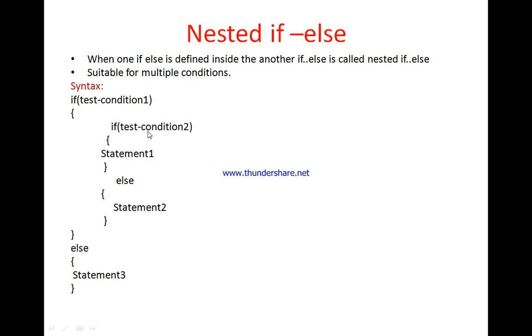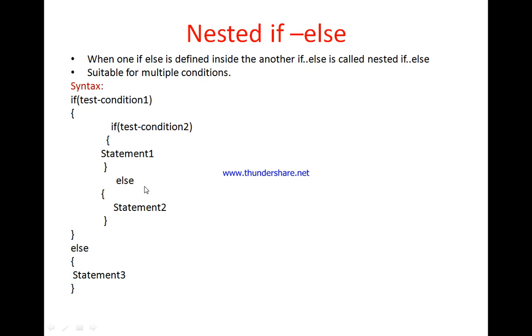If test condition 2 is false, then statement 2 is executed, and after execution of statement 2 control directly goes outside of the nested if else, and the statement which is present outside is executed. But if at the entry point test condition 1 is false, then the else block statement 3 is executed. Then after execution of statement 3, the statement which is outside of the nested if else is executed. Okay, so this is the syntax of nested if else.